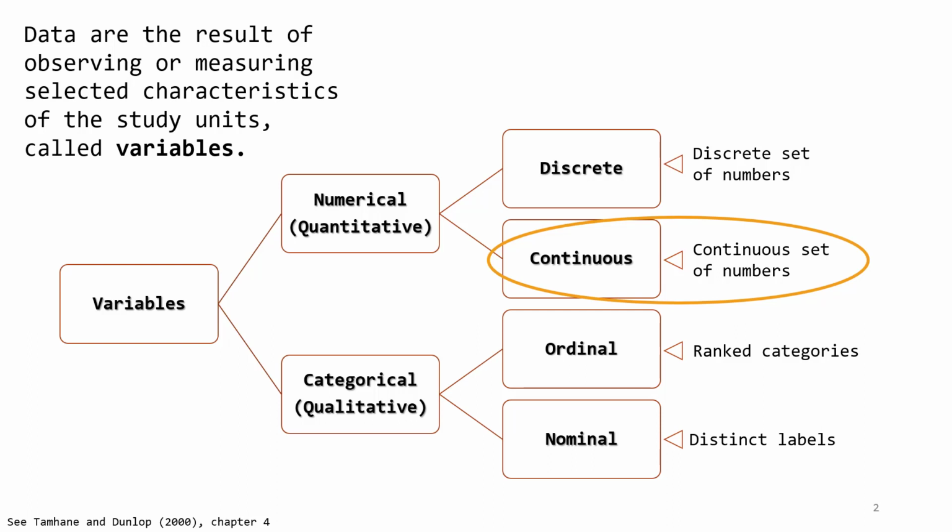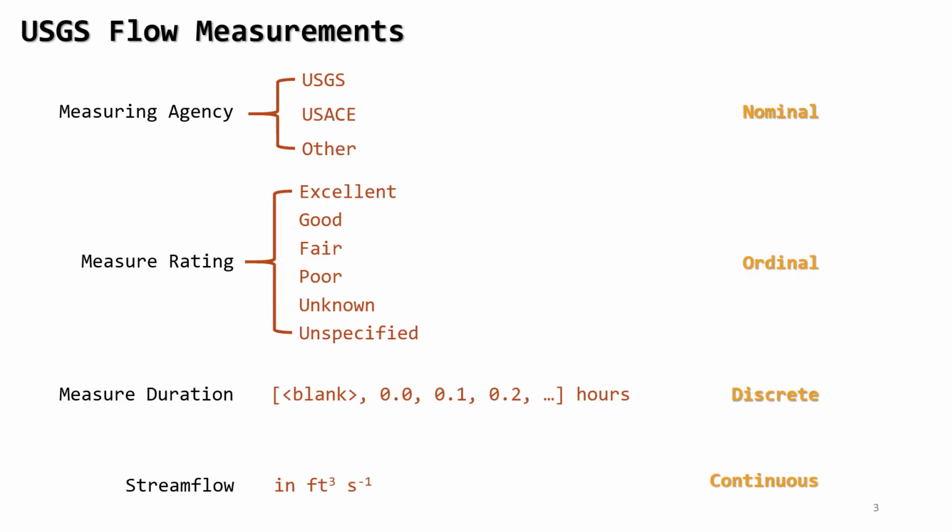For quantitative variables, there are discrete and continuous variables, which describe numerical variables and the values they can take on. Continuous variables are the most common that we encounter in hydrology. An example of a data type that employs all 4 variable types is a USGS flow measurement.